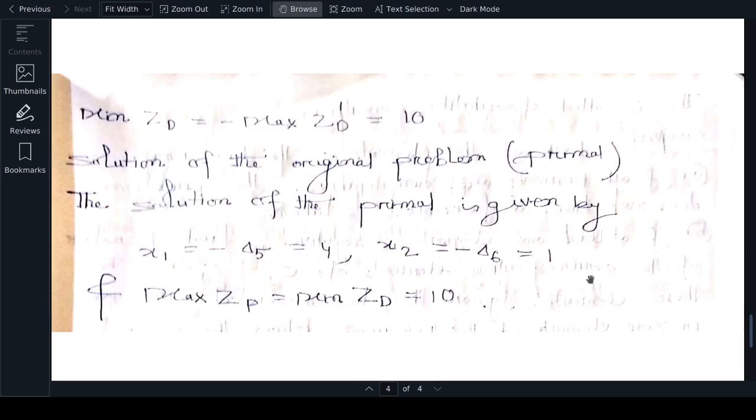So you will try to practice this problem. Okay, next class I shall give.